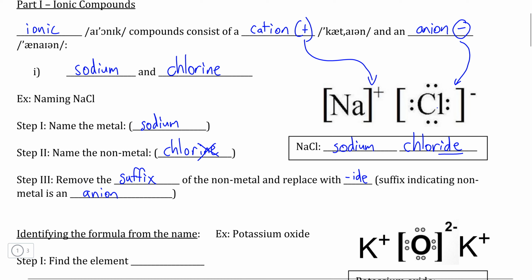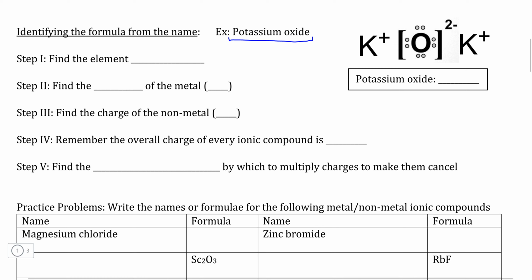Now, if we were to go the other way, let's say that we were given the name of a compound that consists of potassium and oxygen. We were given the name, but we don't actually know what the chemical formula is. Now, most students would find that this is a little bit more challenging, and for the most part, I'd agree, but once again, we can figure this out by following a few easy steps.